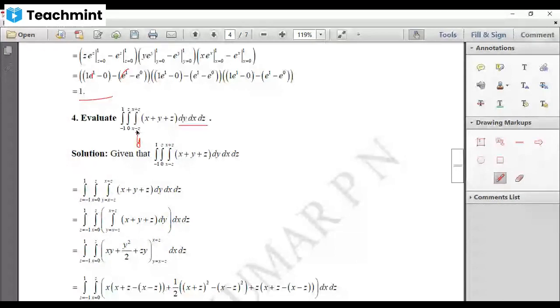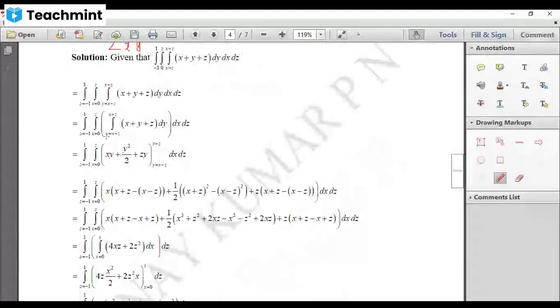Now y has been assigned, remaining two variables are x and z. See the second limit here. This is the limit involving z. Therefore, this cannot be the limit for z. This should be the limit for x, right? So x and y are assigned. Therefore, this will be the limit for the remaining variable, that is z. So first we have to integrate with respect to y, then with respect to x, at last with respect to z, right? Now let us integrate with respect to y.